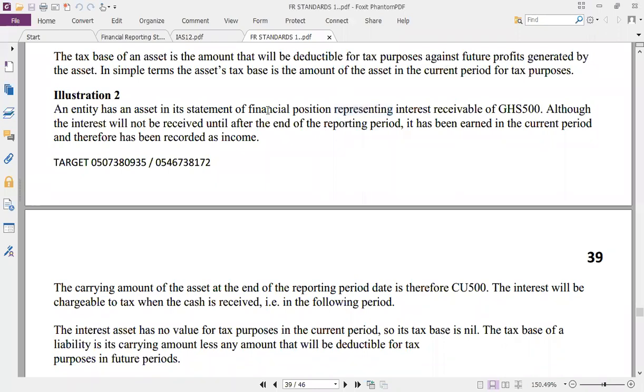Okay, so illustration 2 suggests that an entity has an asset in its statement of financial position representing interest receivable of 500. Although the interest will not be received until after the end of the reporting period, it has been earned in the current period and therefore has been recorded as income. So how do you treat this? So interest receivable. First of all, ask yourself, is it an asset or a liability? So tell the examiner that interest receivable is an asset.